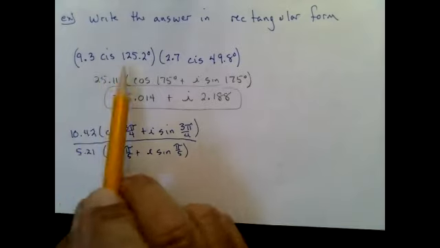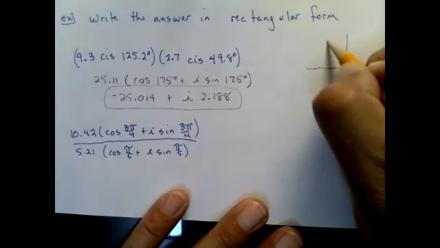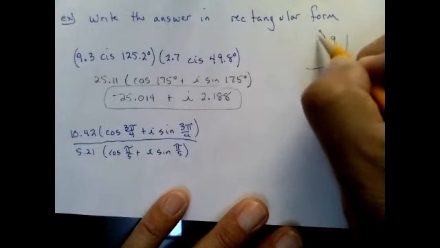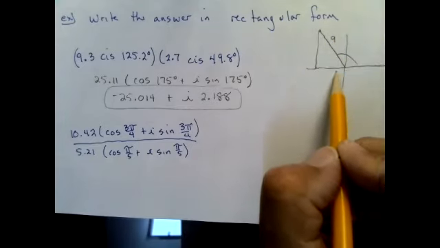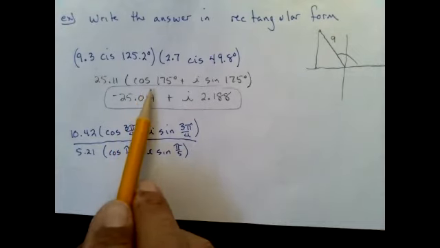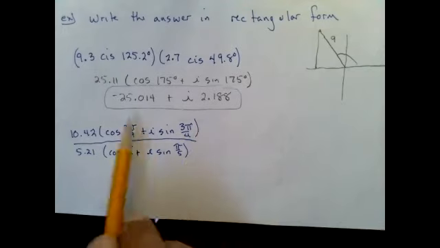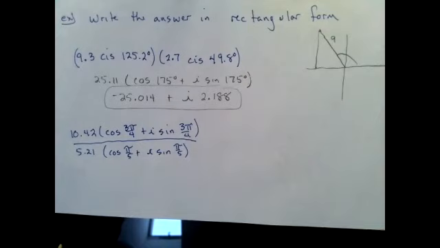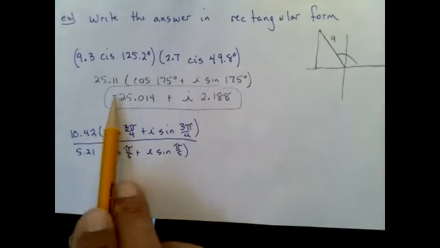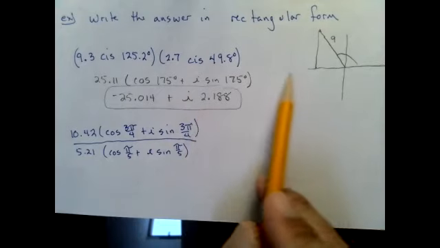I want to make sure it makes sense. So if I'm doing this, I'm at 125 degrees, which is a little past 90, and I'm going up a length of 9, right? So my X value is, I have negative 25. What is that times the cosine of 175? I don't like my answer. Did I mess up? 25.11 times the cosine of 175. I got negative 25.